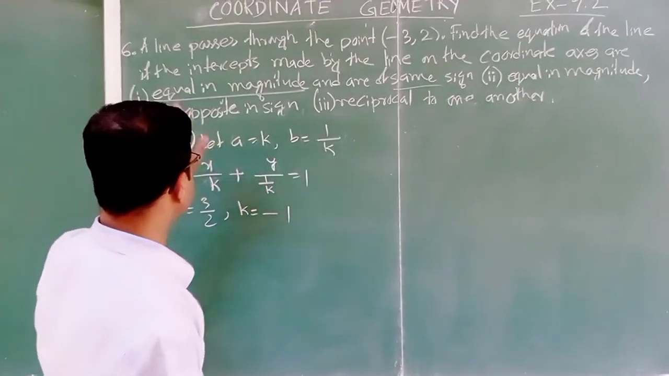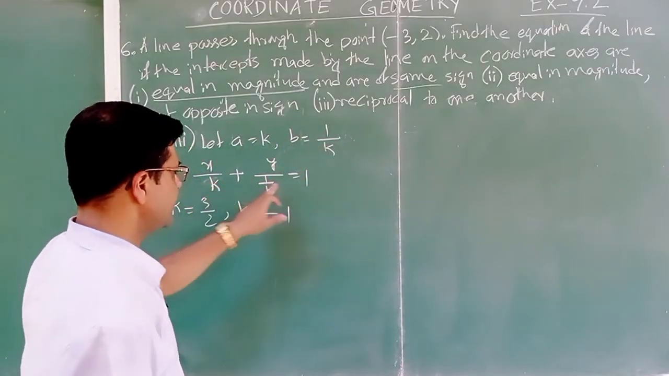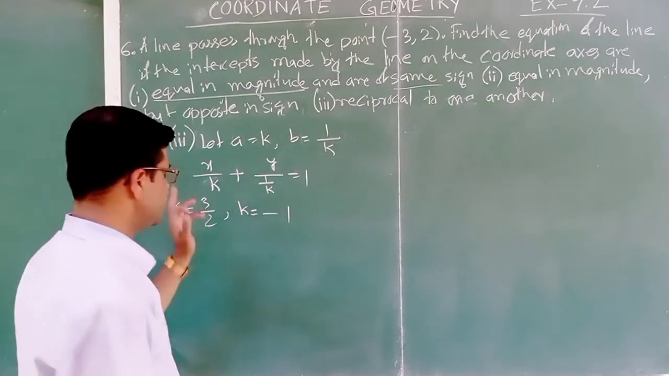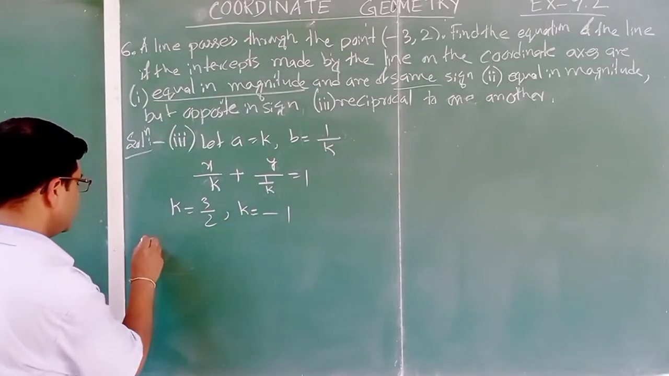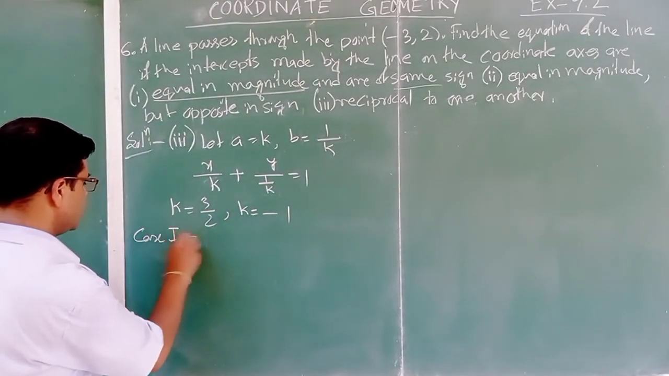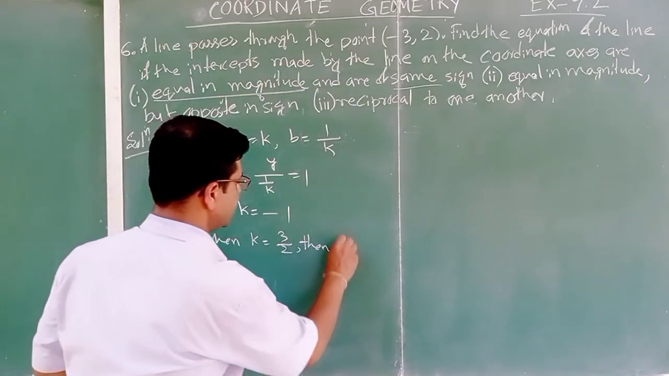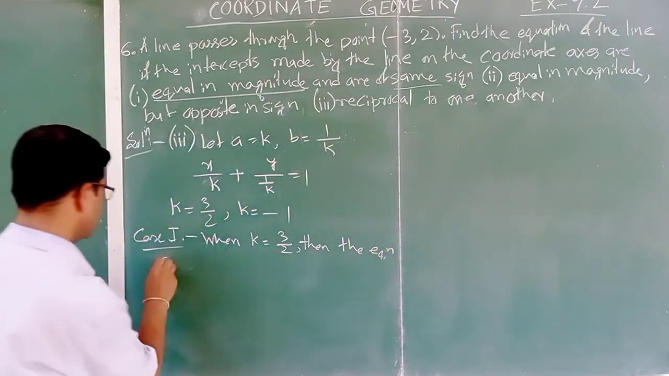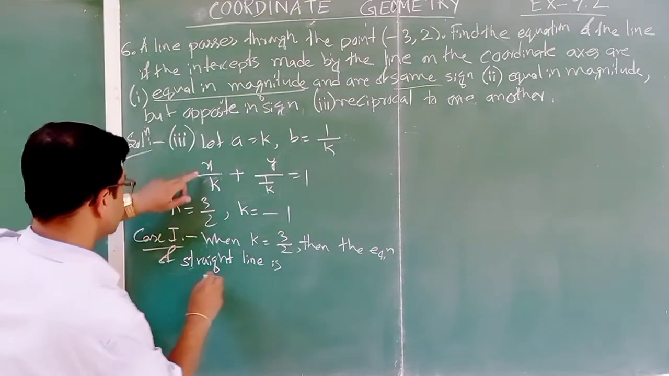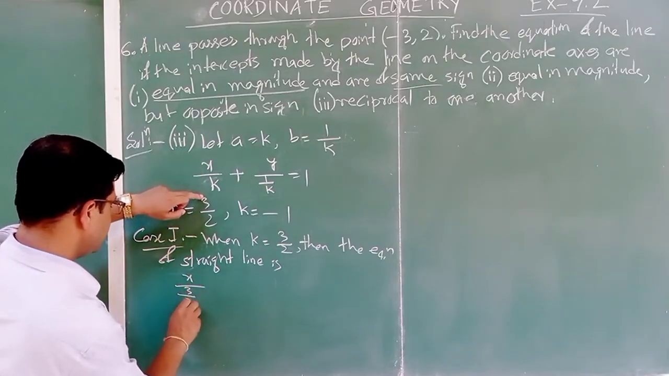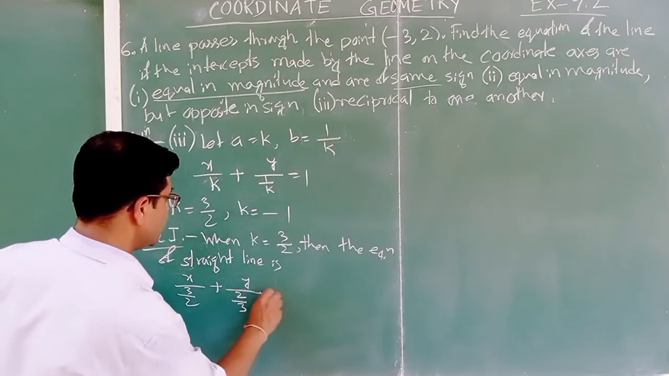Okay. Now dear students, we have written here the main parts because we have wrapped the remaining part. A equal to this, b equal to this, and this is the format of the equation because the intercepts are reciprocal to each other and the values of k we have written. So we have got two cases. Case 1 is when k equal to 3 by 2, then the equation of straight line is x by 3 by 2 plus y by the reciprocal of this, which will be 2 by 3, is equal to 1.